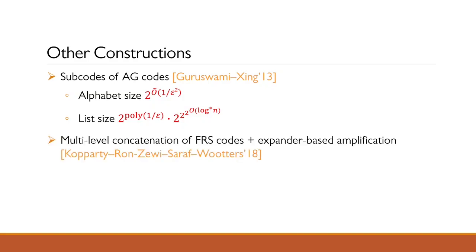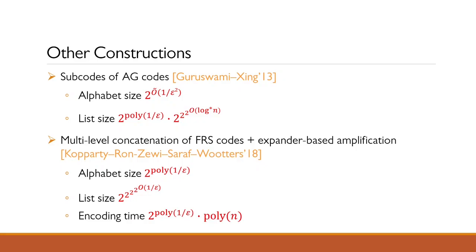And I also want to mention another construction given by Kopparty, Ron-Zewi, Saraf, and Wootters based on multi-level concatenation of the Reed-Solomon code, plus a technique called expander-based amplification. The alphabet size of this construction is 2 to the poly(1/epsilon), and the list size is tau in 1/epsilon. Still, both parameters are constant, depending only on epsilon. And the encoding algorithm has time complexity that is polynomial in n, but exponential in 1/epsilon.